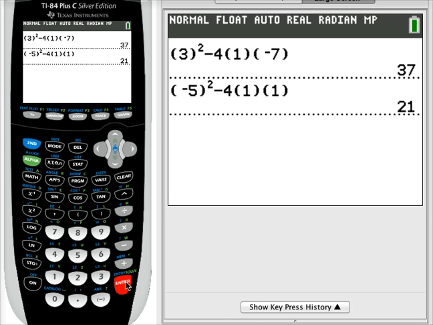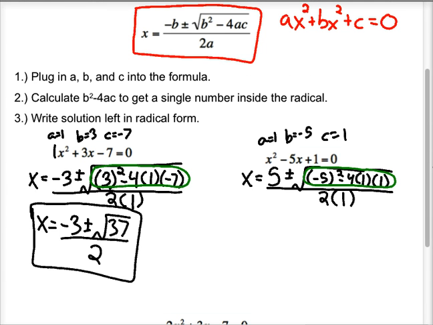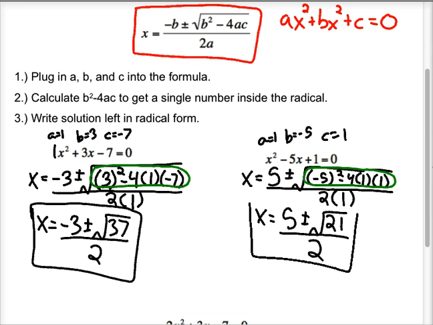So do make sure you're following along with the calculator, that you're putting in the right keystrokes, and you should get 21. So 21 is going to be that magic number inside the radical. And then again, on the bottom, 2 times 1 just gives you 2. And that is your answer. That is how you can leave it for me when you're solving quadratics. Leave it in radical form, please.